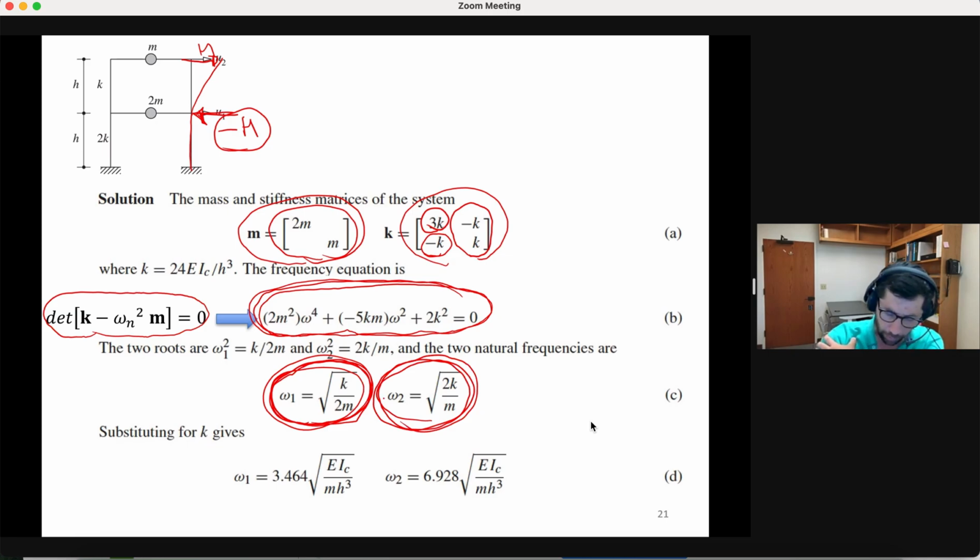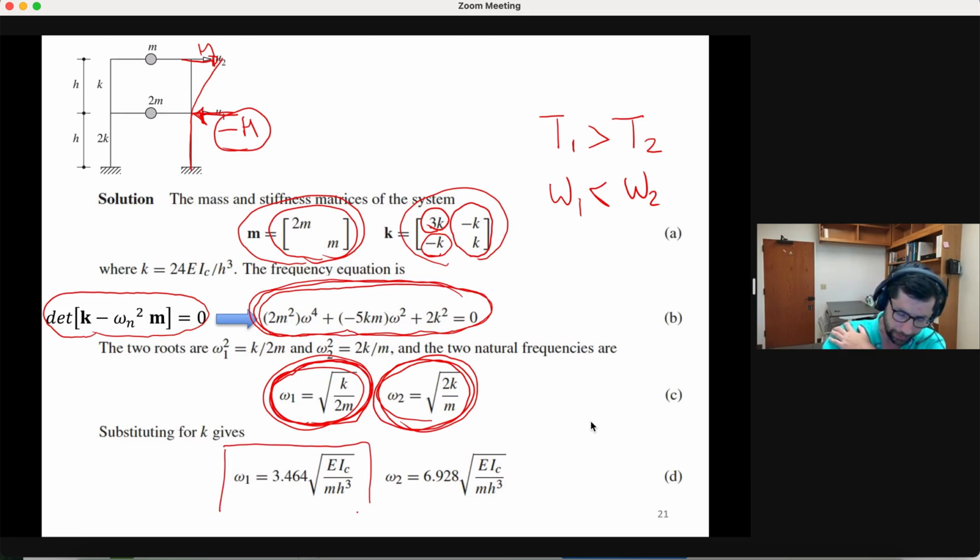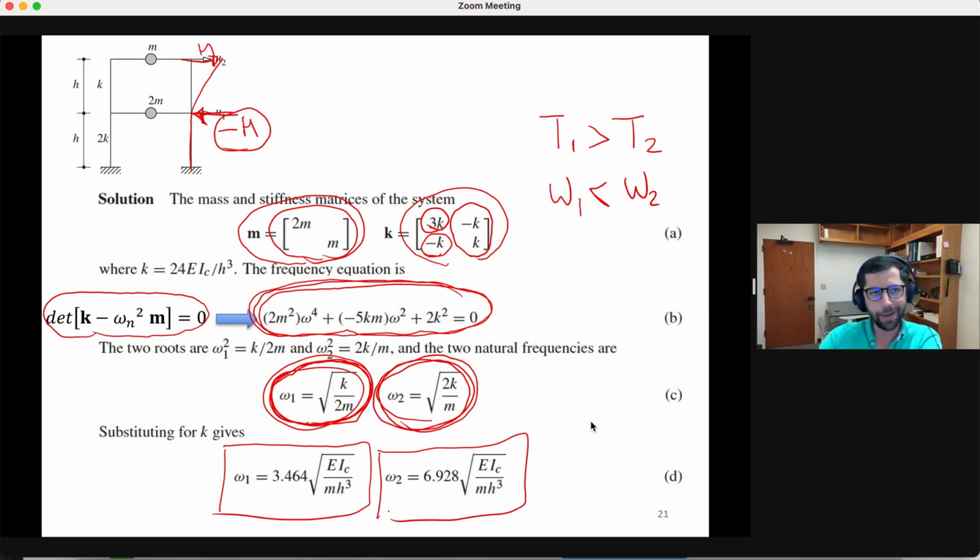Well, you remember that the period of vibration of mode 1 will be larger than the period of vibration of mode 2, okay? Therefore, the frequency of vibration of mode 1 will be smaller than the frequency of vibration of mode 2. So these are the results that I obtained for the frequency of mode 1 and for the frequency of mode 2. These are also called the eigenvalues of this problem.